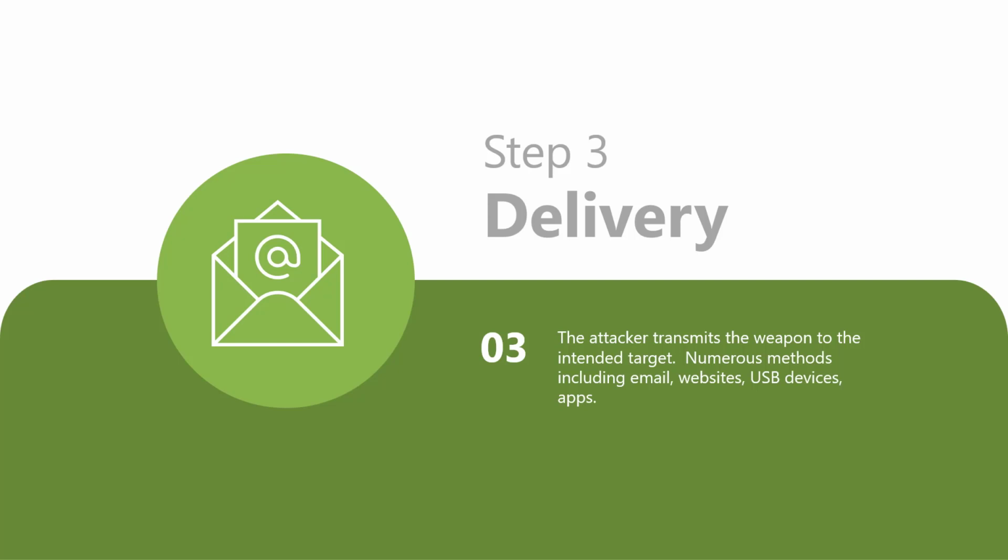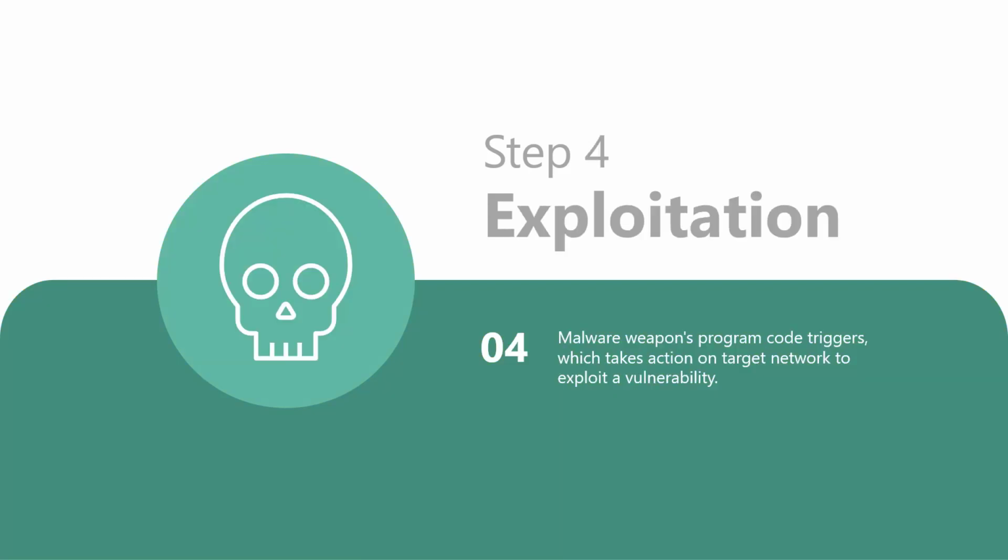There are numerous methods, including email, websites that you visit that have been compromised, USB devices, applications such as demos or games, or tools that are downloaded, such as hacking and cracking tools, sometimes by staff, which contain these weapons within the delivery mechanism. But once the delivery has taken place, exploitation is the next step.